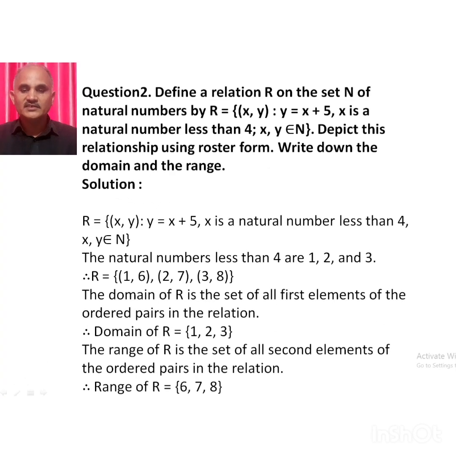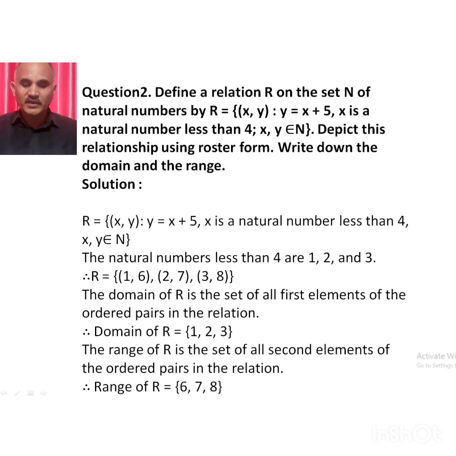Number 2: define a relation on the set where R is equal to y is equal to x plus 5, and x is a natural number less than 4. So x is less than 4, that is 1, 2, 3. If x is equal to 1, then y will be equal to 6. If x is equal to 2, y is equal to 7. If x is equal to 3, y is equal to 8. The relation we developed is (1, 6), (2, 7), (3, 8).